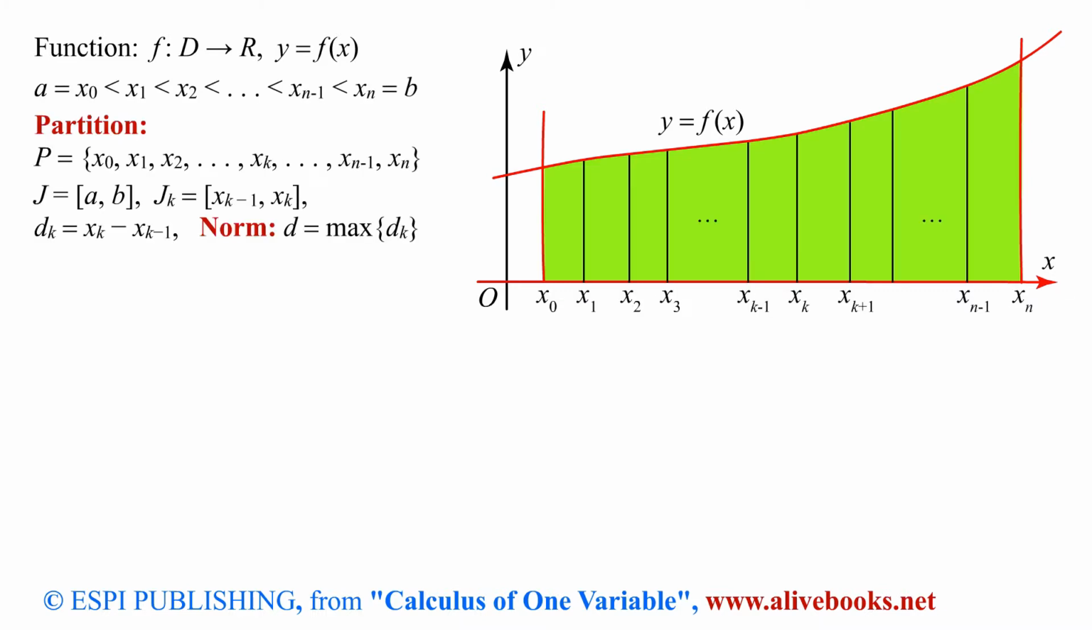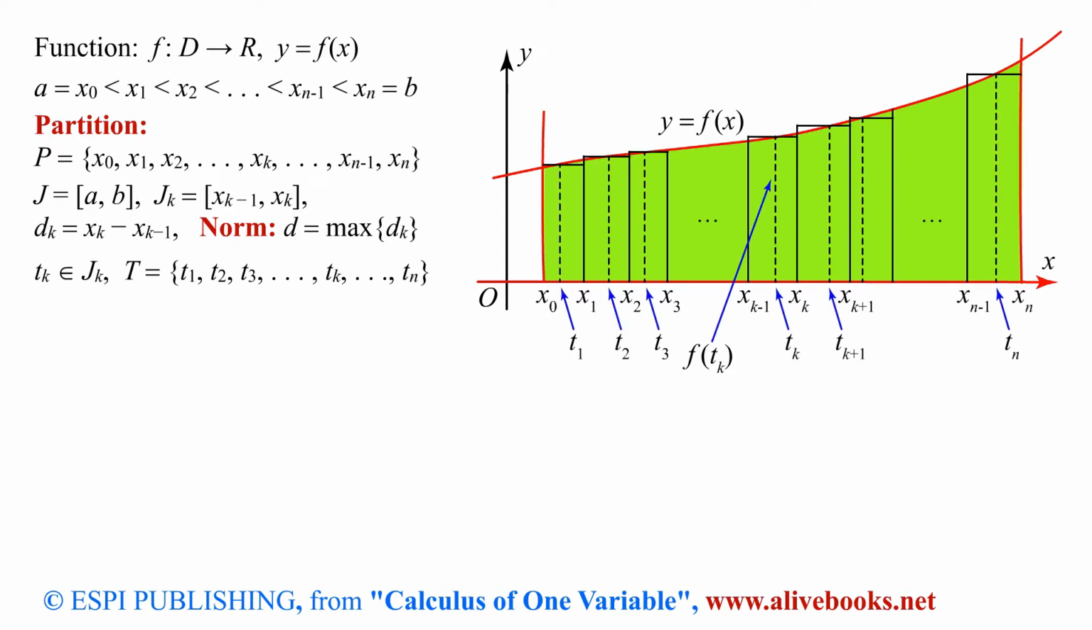Our first step for solving this problem is to choose an ordered set of points x0, x1, x2, etc. up to xn, as in the figure. This set is called a partition P of the closed interval J equals [a, b]. This partition divides the interval J into n intervals Jk with length dk. The maximum of dk is the norm d of the partition. We choose now a point tk in each interval Jk. Thus we have the two sets P and t. It is emphasized that all the points xk and tk are otherwise arbitrary.